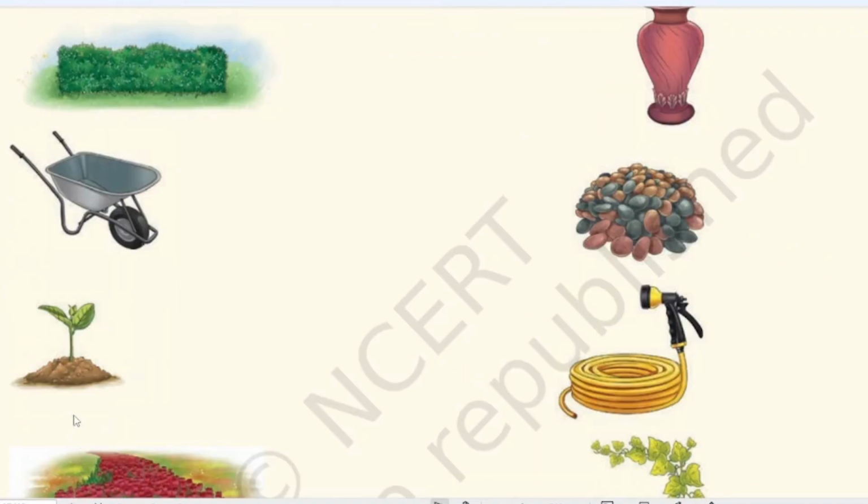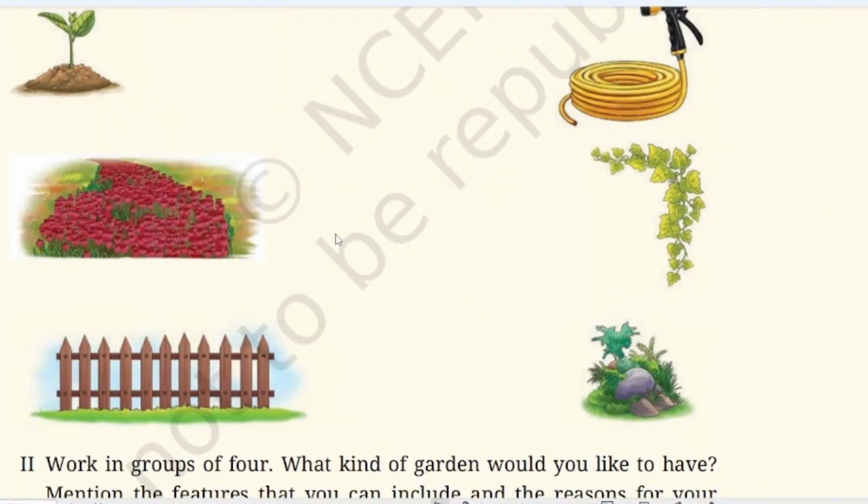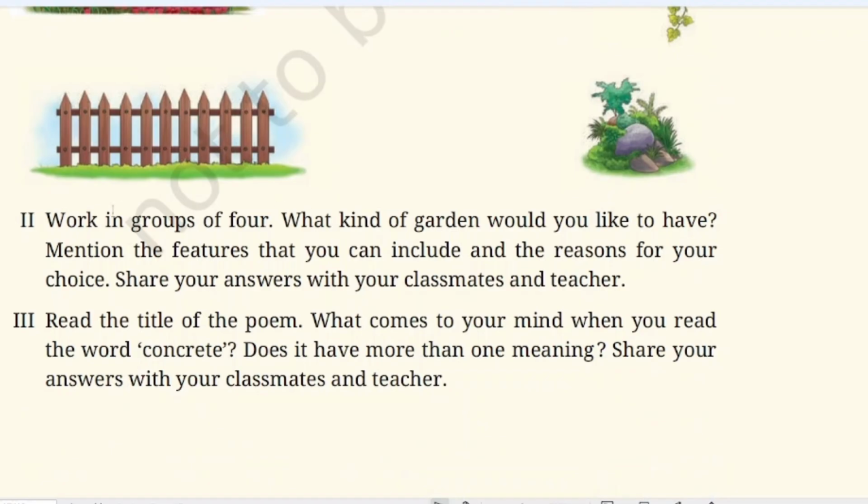This is saplings. Then this is the garden. A vine. What is this? This is a wooden board fence. And this is rockery fence. Rocks are placed instead of a fence, isn't it? So, rockery fence. Now the next one is work in groups of 4.